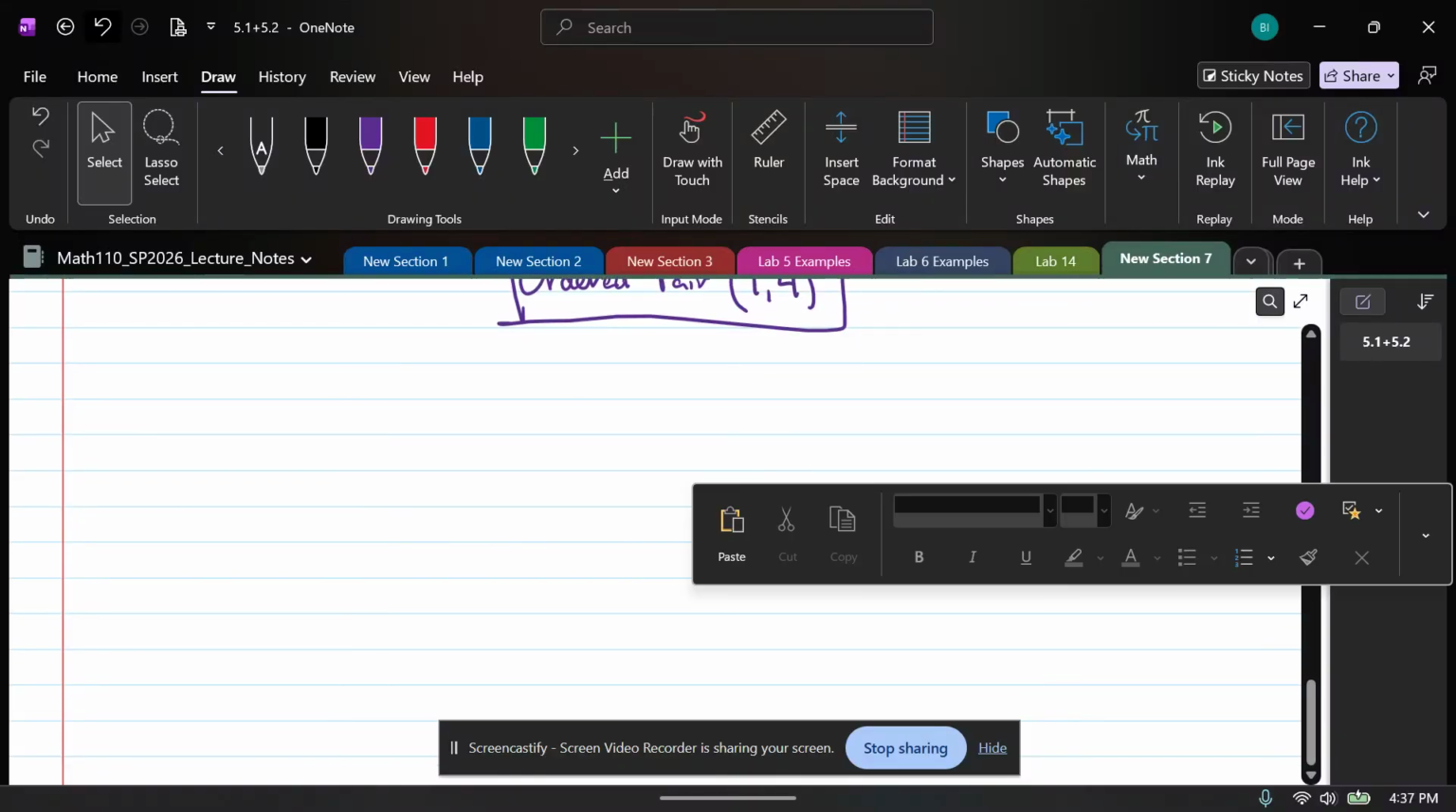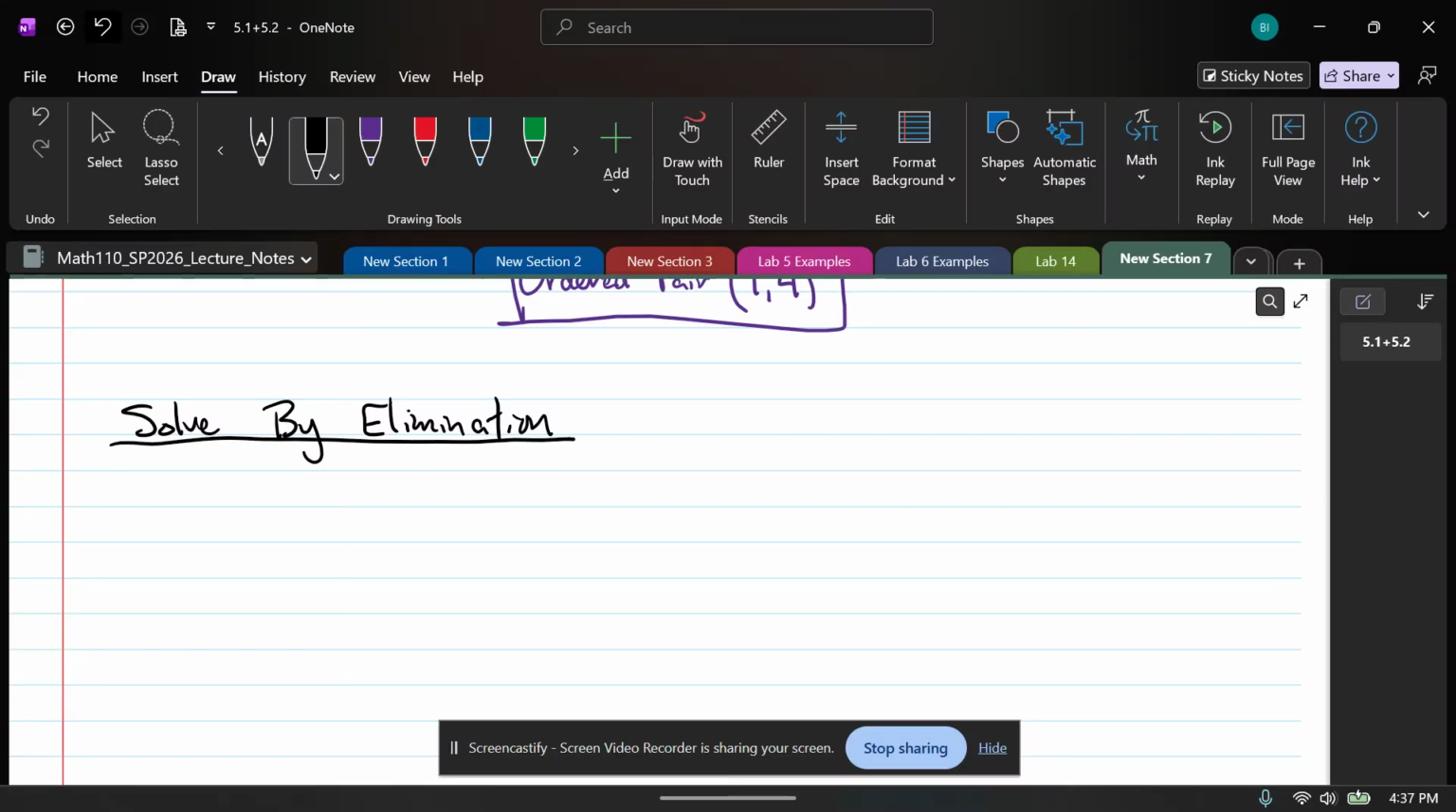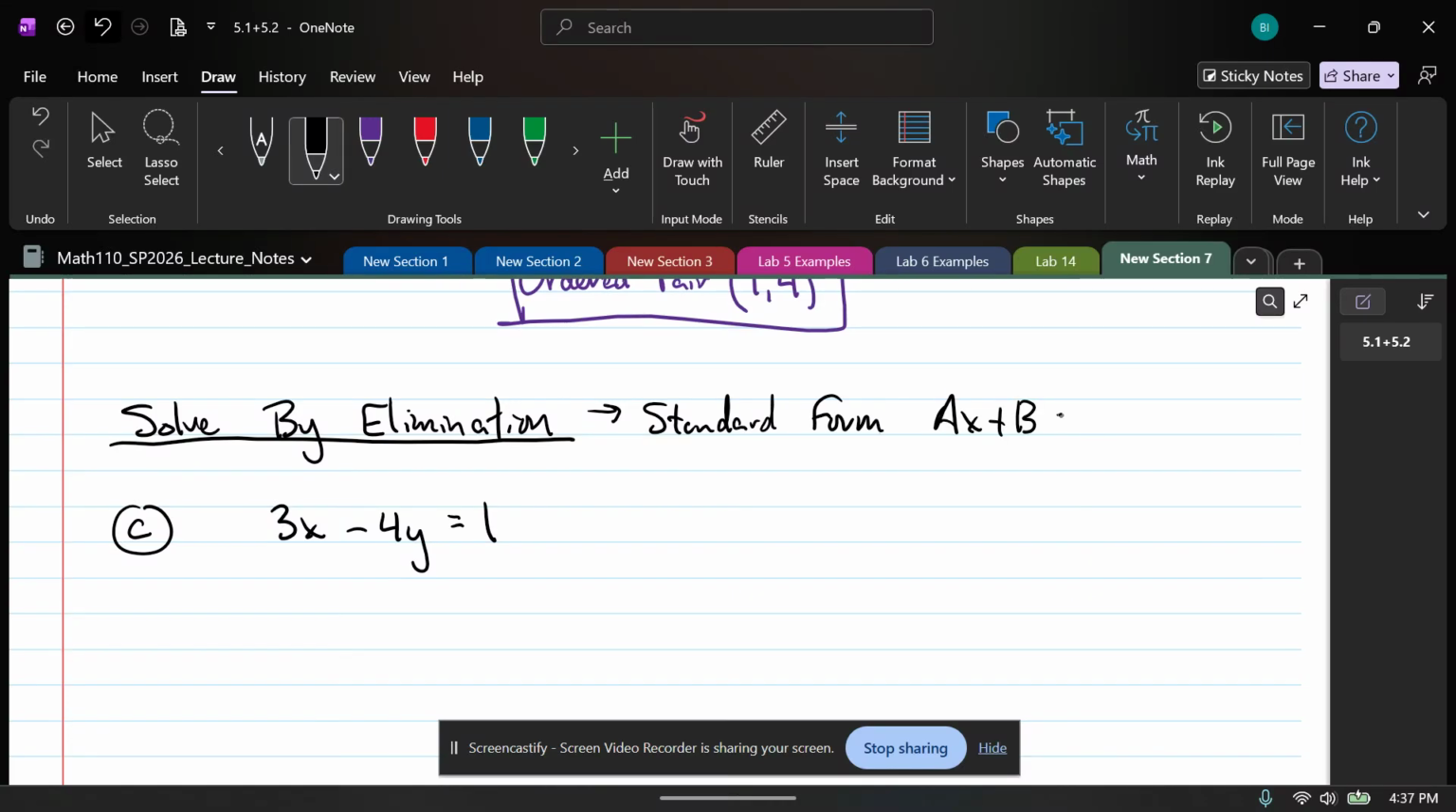The next method is my favorite way. Elimination. In this method, you want to look for equations that are in standard form. AX plus BY equals C. X and Y are on the same side.